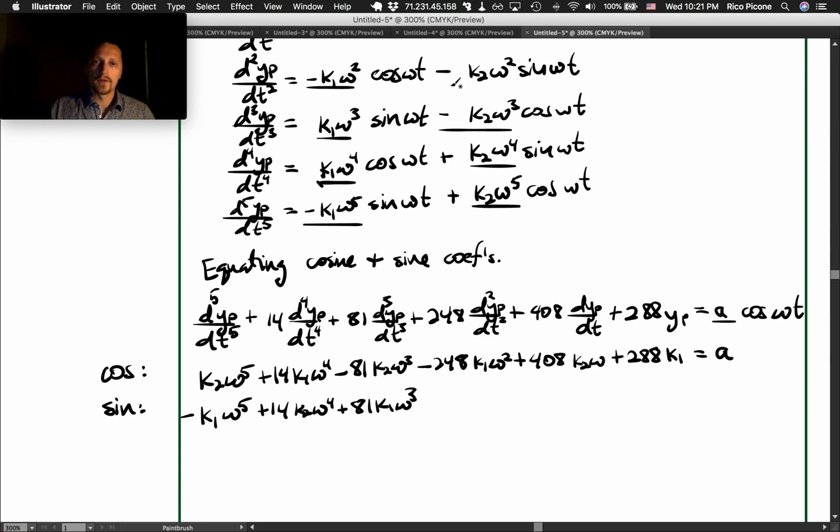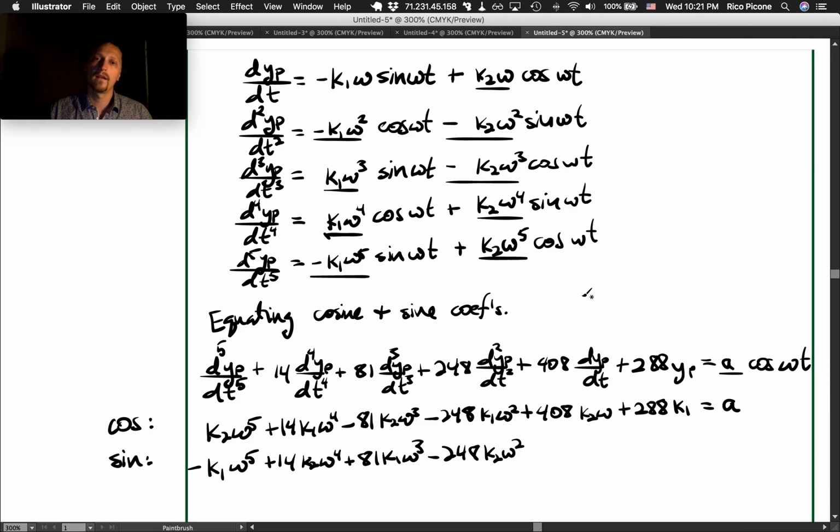And then we switch over to minus K2, so minus 248 K2 omega squared. And then up to here, we have minus 408 K1 omega, and then we have plus 288.